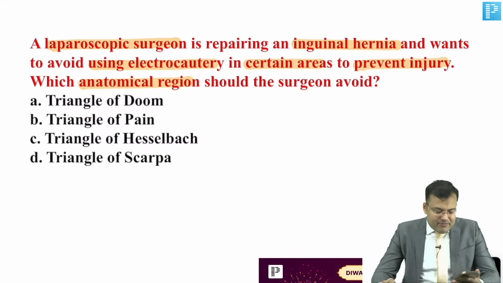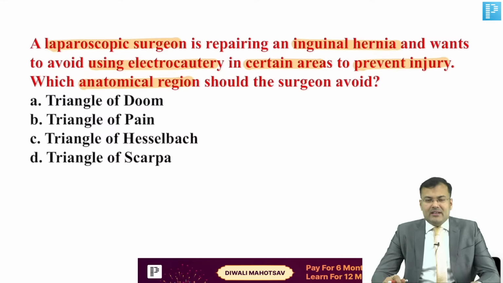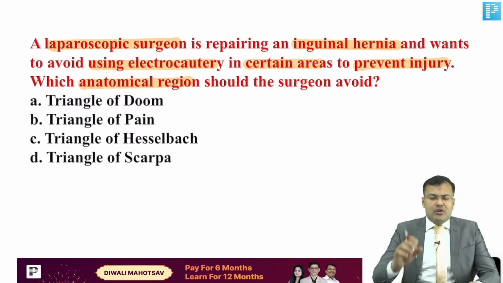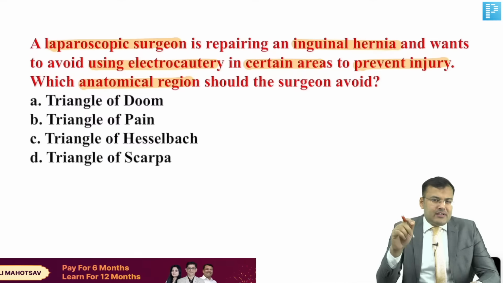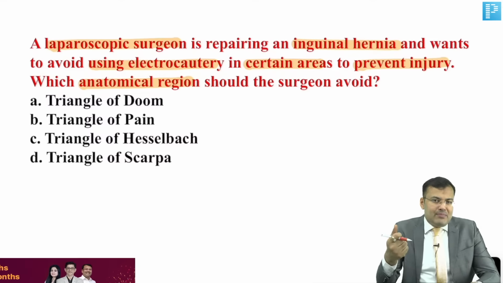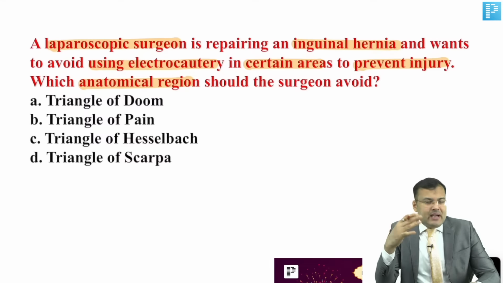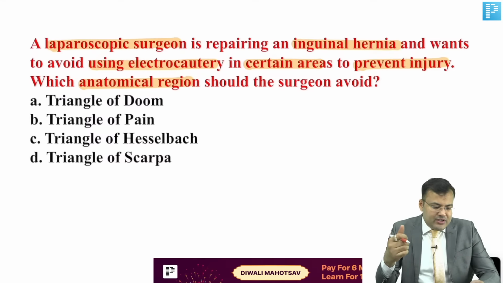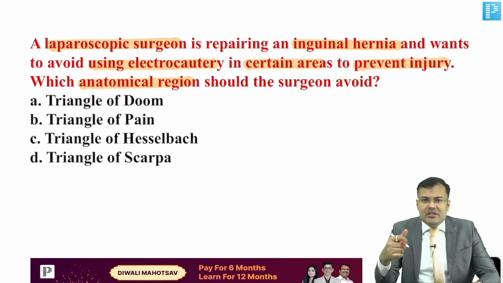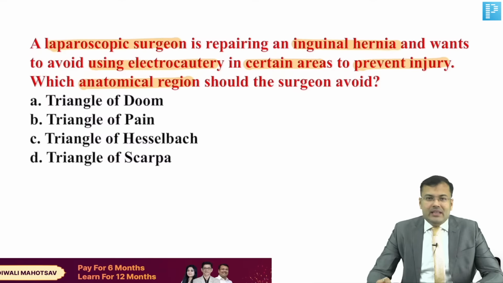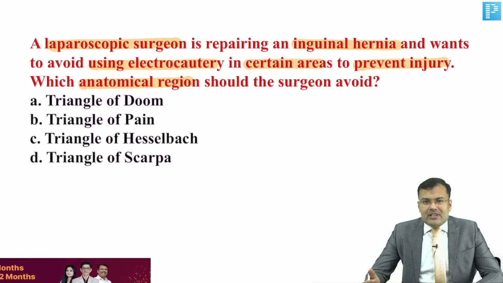Guys, only one. Now 4-5 people mark the correct answer. See, why is the surgeon not using electrocautery? Because if the surgeon uses electrocautery, what will happen? There will be injury of nerves. And you know that in the area where there is crowding of nerves, if nerves are injured, there will be pain. And this is known as the triangle of pain.